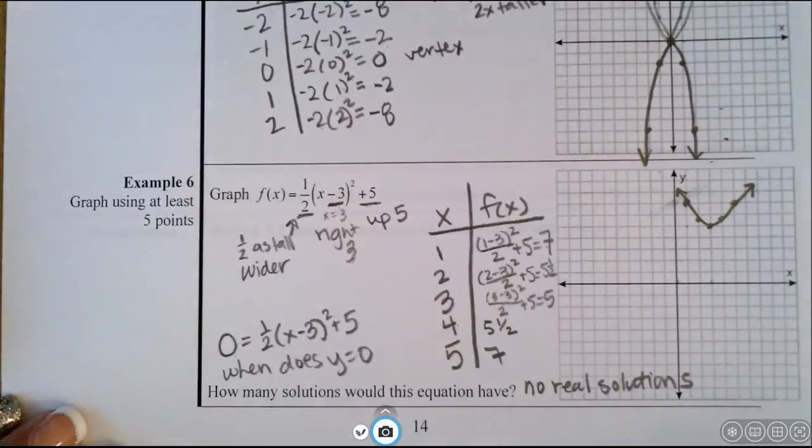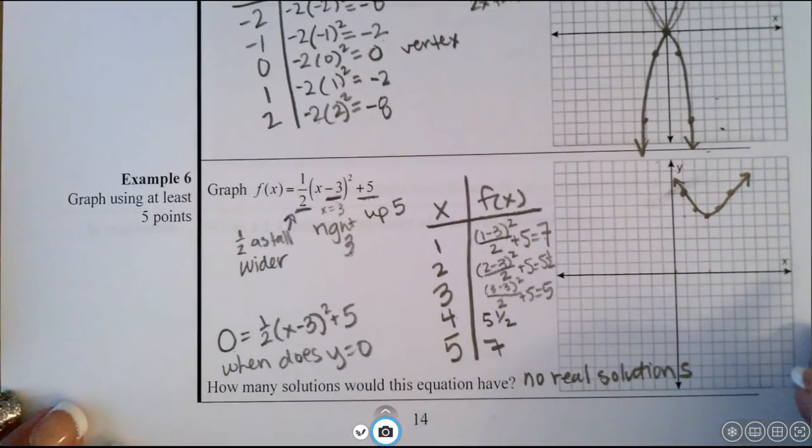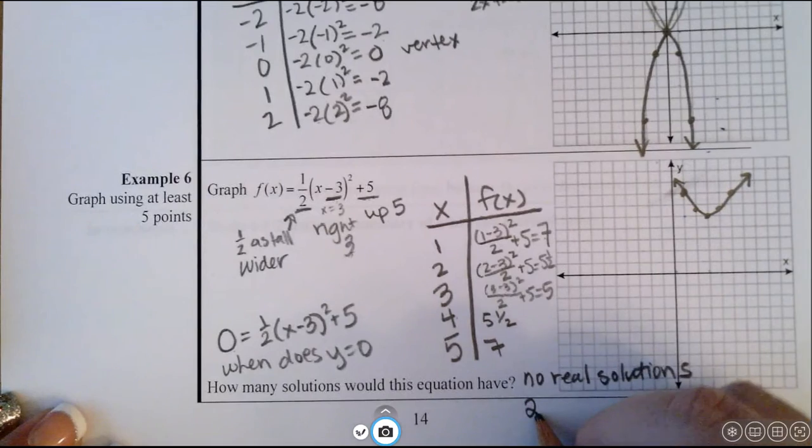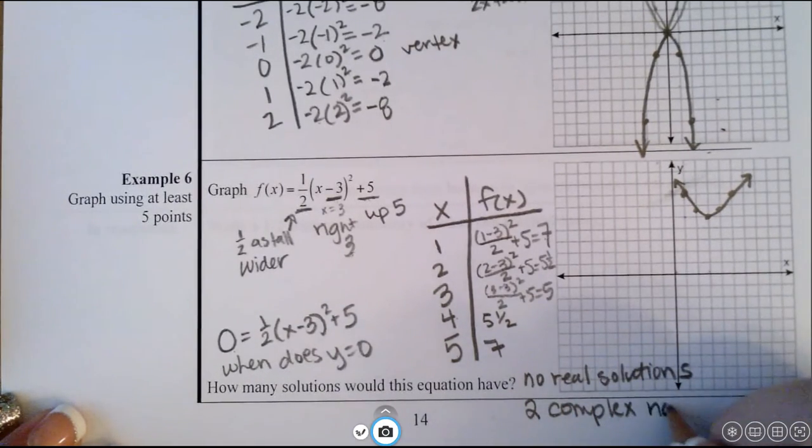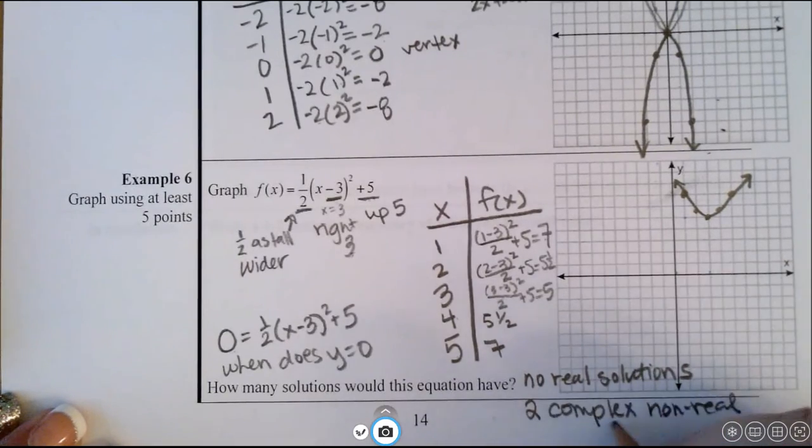And if we have no real solutions, that means we have 2 complex, non-real solutions.